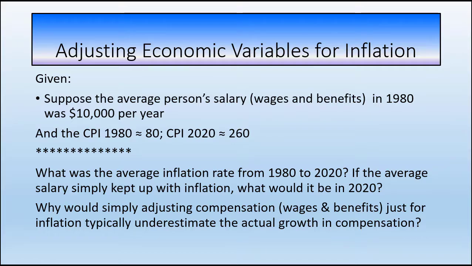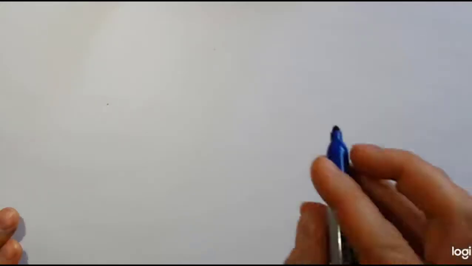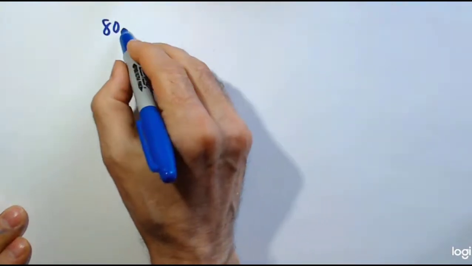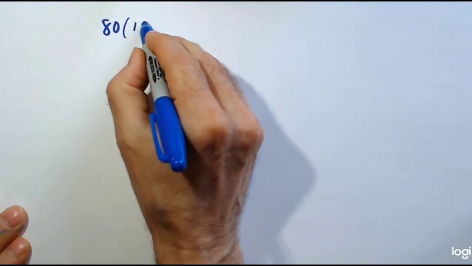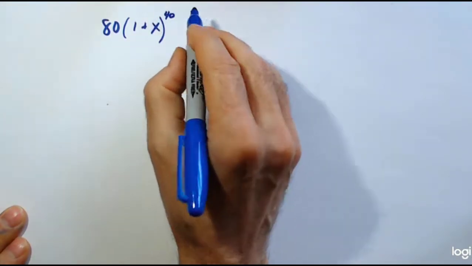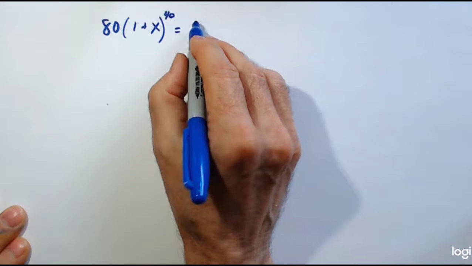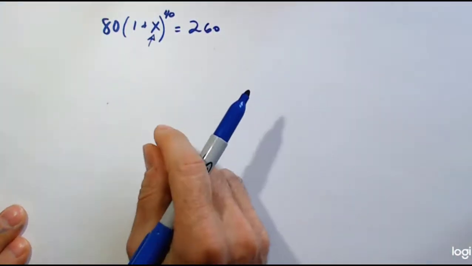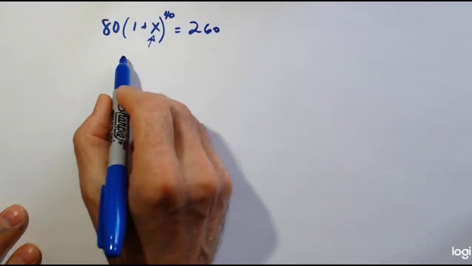Let's move over to pencil and paper. So let's calculate the average inflation rate. Okay, the CPI started at 80, and it grew at an inflation rate, I'll call it x, over 40 years. It compounded out to 260. So what we need to do is solve for x, that's the inflation rate. So that's not too hard.